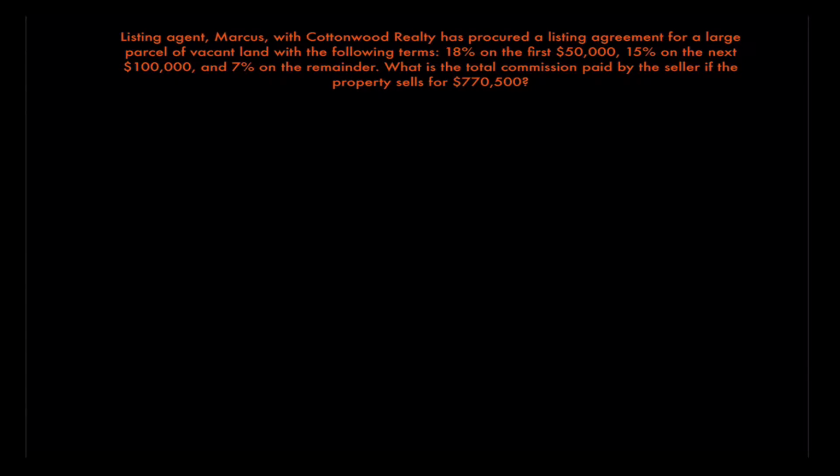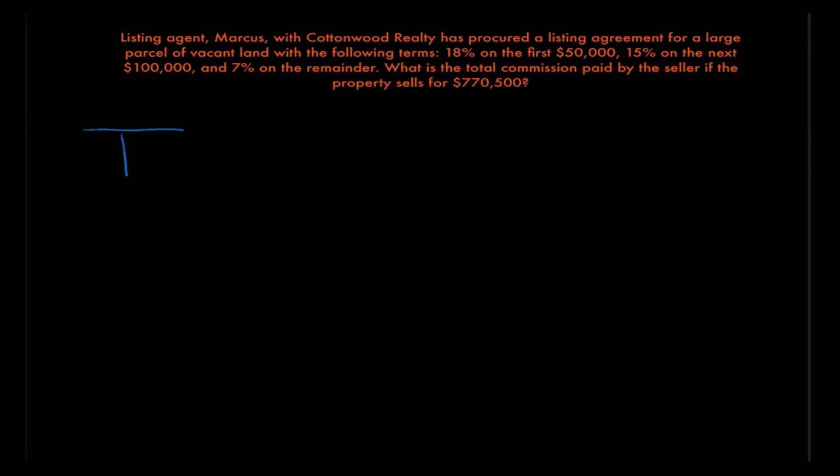Let's work on another type of commission problem. Listing agent Marcus with Cottonwood Realty has procured a listing agreement for a large parcel of vacant land with the following terms: 18% on the first $50,000, 15% on the next $100,000, and 7% on the remainder. What is the total commission paid by the seller if the property sells for $770,500? So our first step is to make a T-bar.